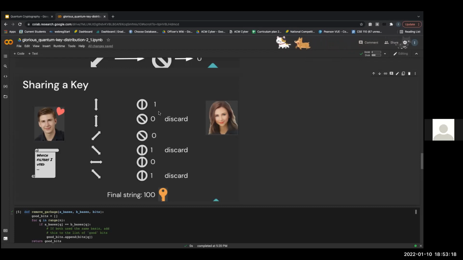Okay, that makes sense. For example, where it's diagonal but it's supposed to be vertical, would that discard every time, or would that discard 50% of the time? No, they'll discard it every time, because they're just going to say, oh, I used the wrong filter here. It doesn't matter what digit was read. It could be a 0 or a 1. It was just the wrong filter was used, so we're not going to use this digit. Oh, I see.